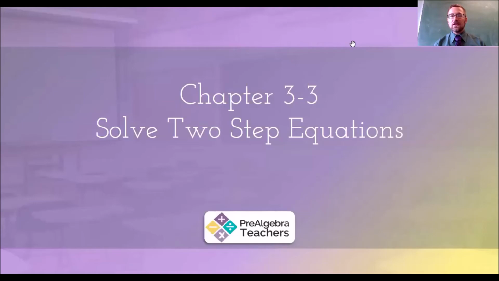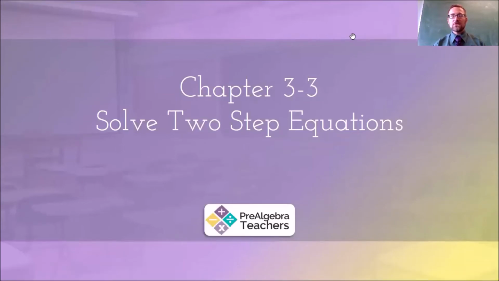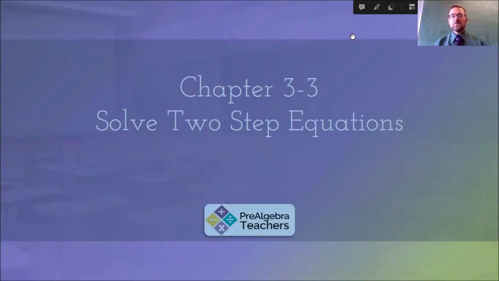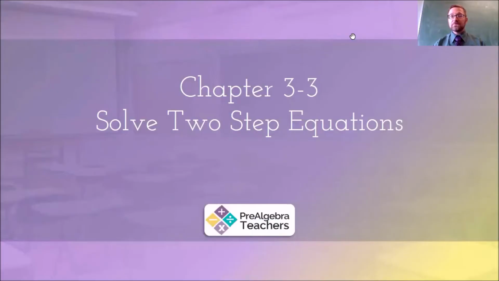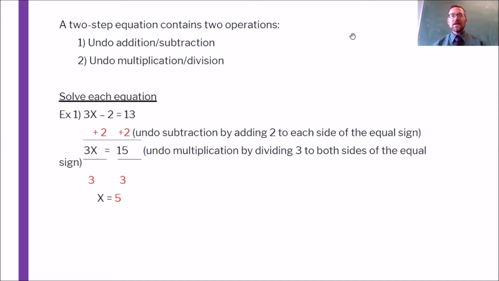All right, here we go. We're going to do chapter 3-3. We'll work through this new thing, solving two-step equations. It's what we've been doing in chapter 3 so far. We're just putting it all together and doing two steps. It contains two steps. In a two-step equation, you undo the addition or subtraction first, and then you undo the multiplication or division.